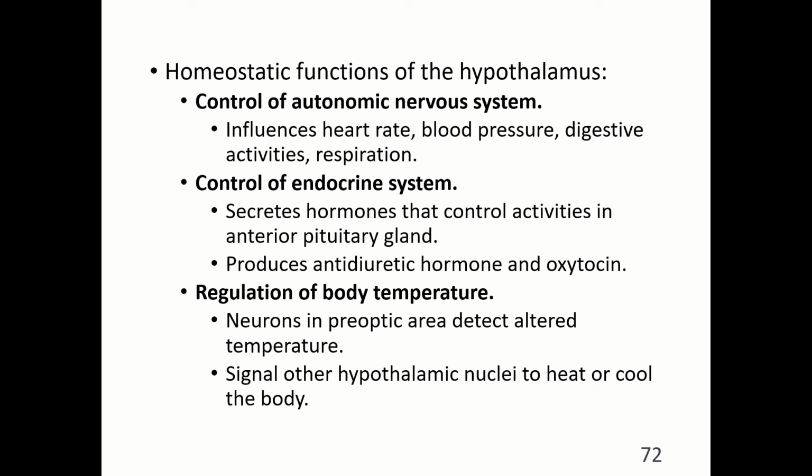The hypothalamus regulates body temperature. Neurons in the preoptic area of the hypothalamus detect altered temperature and signal other hypothalamic nuclei to heat or cool the body.